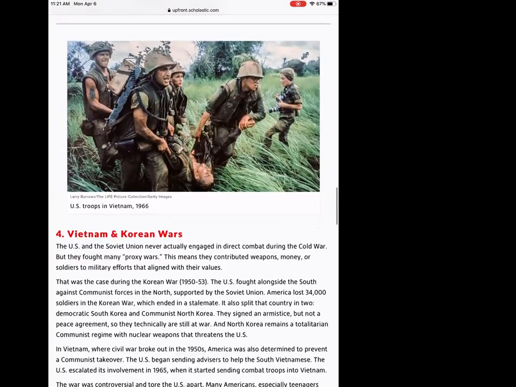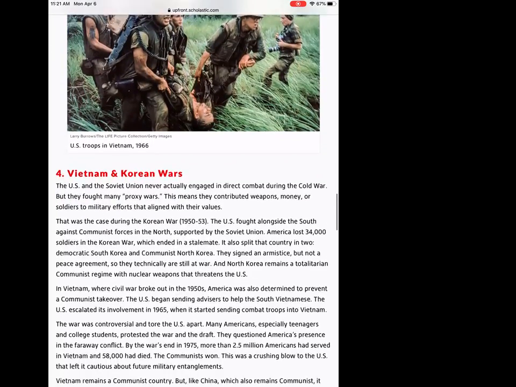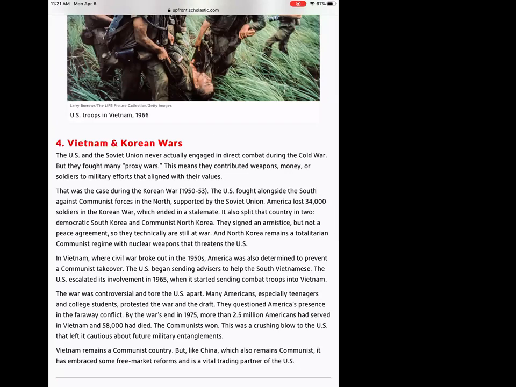All right, number 4, Vietnam and Korean Wars. The US and the Soviet Union never actually engaged in direct combat during the Cold War, but they fought many proxy wars. This means they contributed weapons, money, or soldiers to military efforts that aligned with their values. That was the case during the Korean War, 1950 to 53. The US fought alongside the South against communist forces in the North, supported by the Soviet Union.